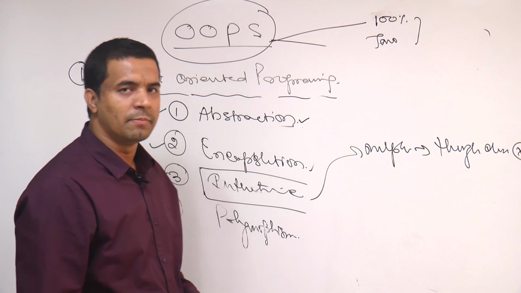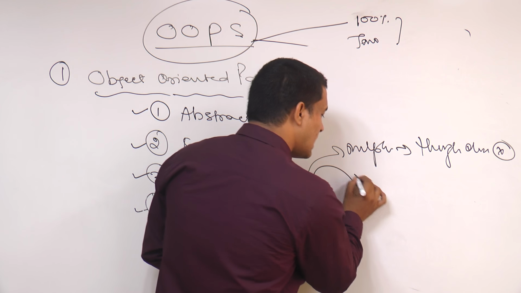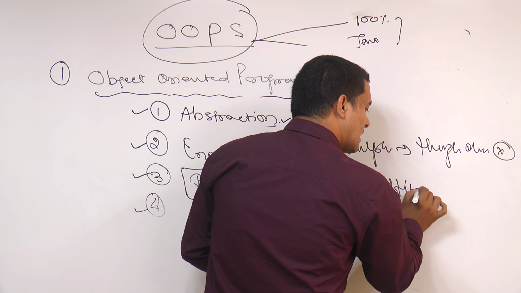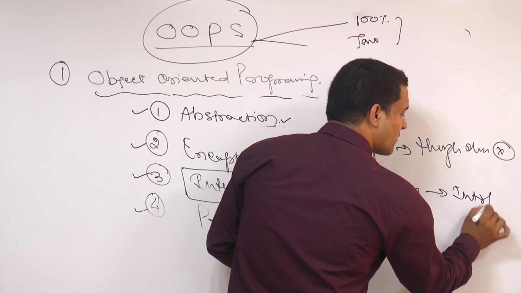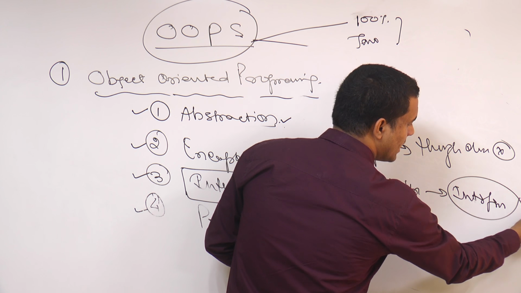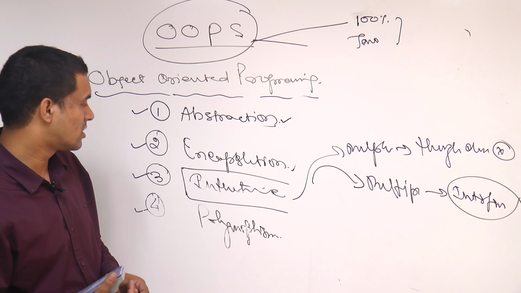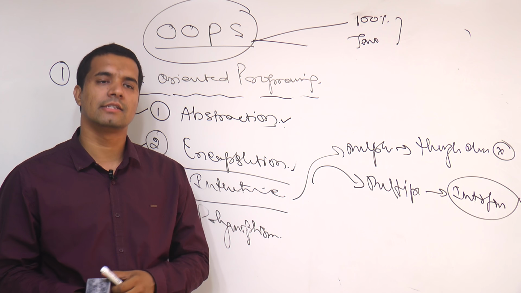Multiple inheritance is not allowed through classes, whereas the same multiple inheritance is allowed through interfaces, right? So make it clear that it is not allowed through classes, but it is allowed through interfaces. So this is what these corresponding things will be inside that.